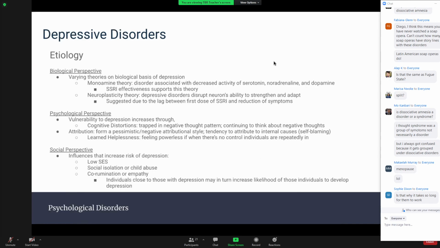And there's also this interesting one that I recommend you remember, which is that there is this effect of co-rumination or empathy that happens. And this is a classic example seen in which somebody who's caring for somebody who's going through a depressive disorder ends up being themselves depressed and developing similar symptoms for it. This is something called co-rumination or empathy.